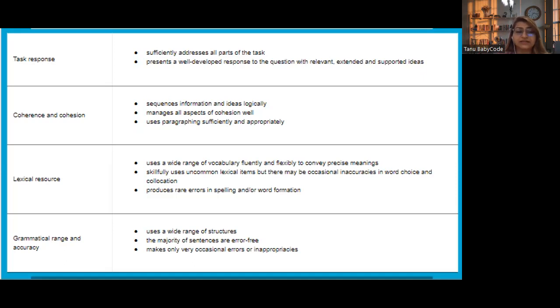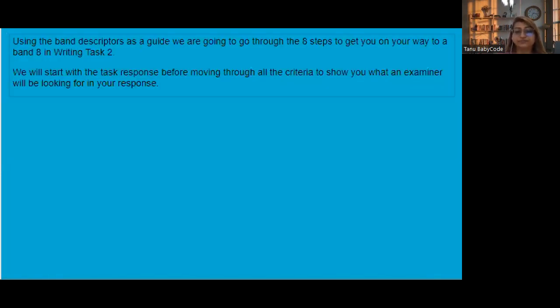Next is grammatical range and accuracy. Grammatical range and accuracy means that you are going to focus on your grammar part, right? Using a wide range of structures, the majority of sentences should be error free, and you make only occasional errors and inappropriacies, right? So make sure you read all those four marking criteria for band 8.